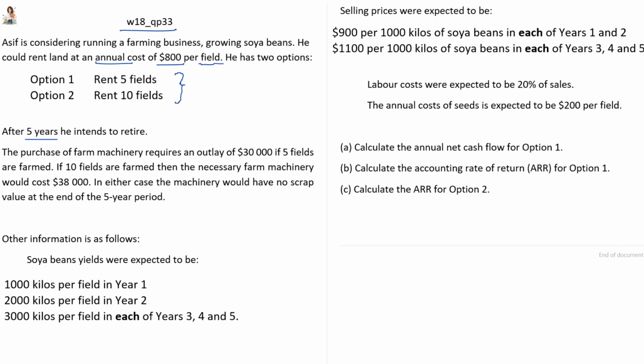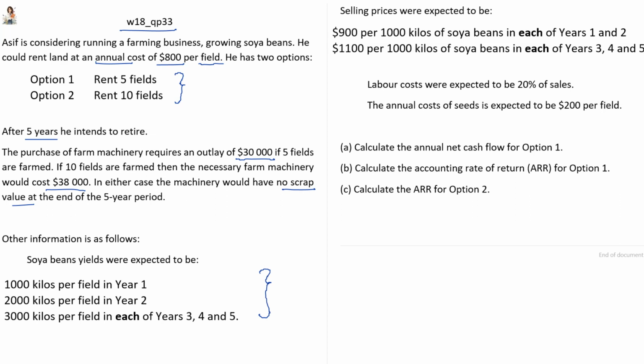He intends to retire after 5 years. If option 1 is chosen, the farm machinery will cost $30,000. If option 2 is chosen, the farm machinery will cost $38,000. The farm machinery will not have any scrap value at the end of the 5-year period. Then we have been given the expected soya bean yields for the years 1 to 5.